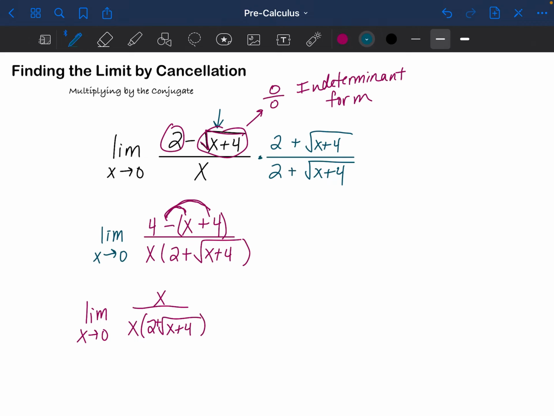And what do you know? The problem spot? Chop, chop. So we're now looking at the limit as x approaches 0 of 1 over 2 plus square root of x plus 4. Well, now it's no big deal. I can plug in 0 for x, no problem. When we plug in 0 for x here, we're going to end up with 1 over 2 plus square root of 4, which is 1/4.